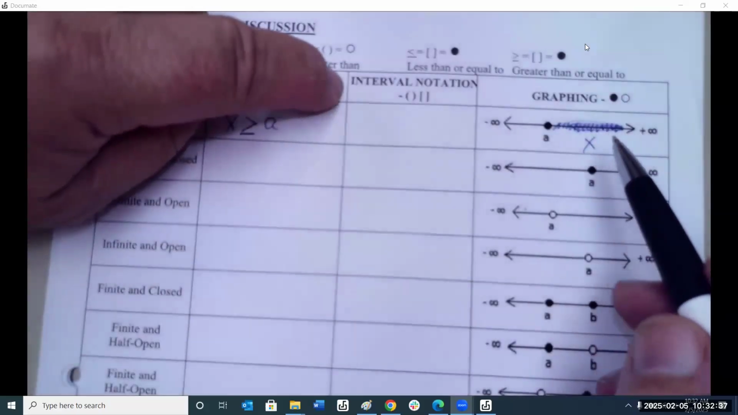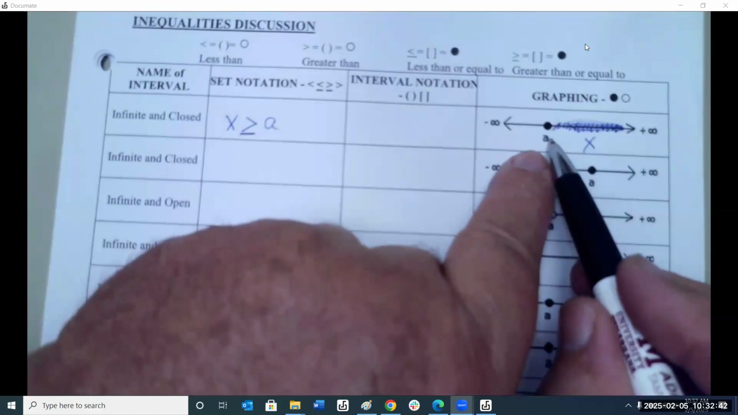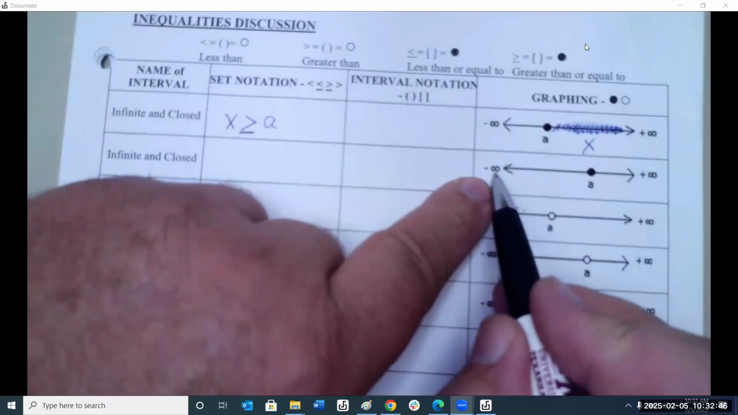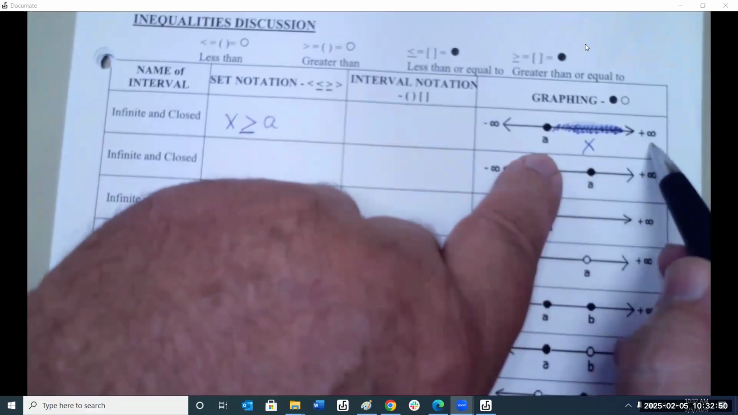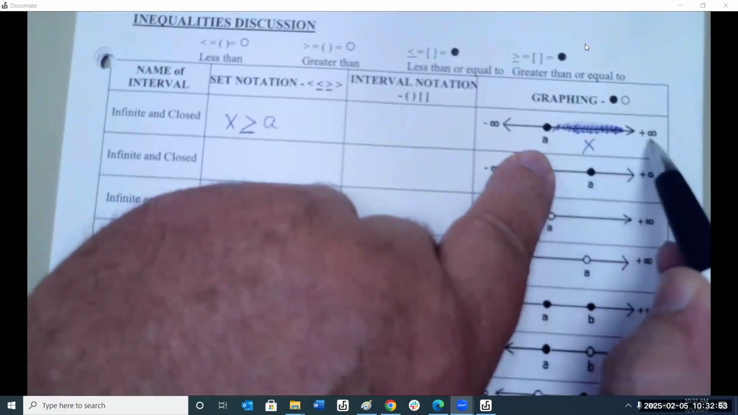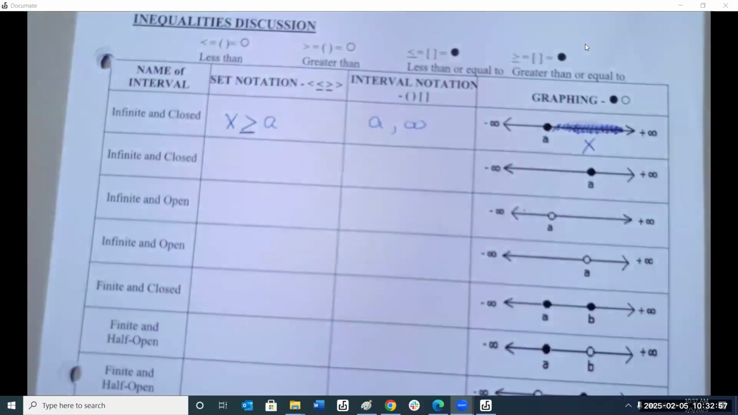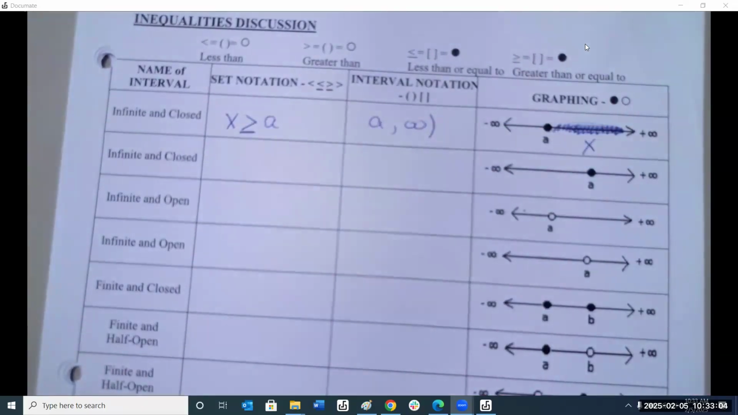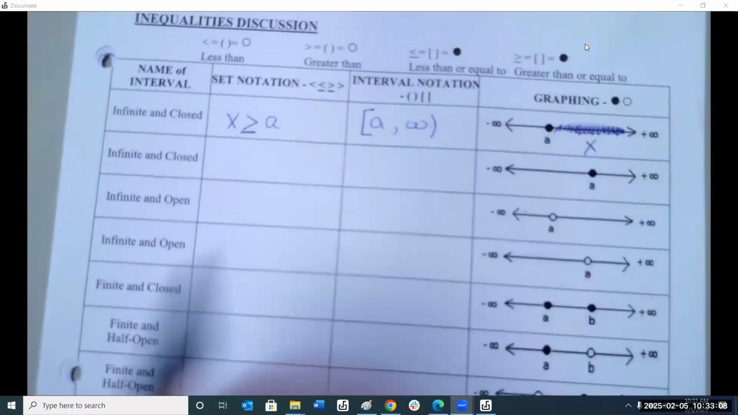Now, the interval notation, all you do here, you find where it begins and where it ends. On the left-hand side, it's negative infinity. On the right-hand side, it's positive infinity. So this goes from where? It goes from A to infinity. Can you ever get to infinity? No. Infinity is always going to be a parenthesis. Can we use A? Yes. So we use a bracket.